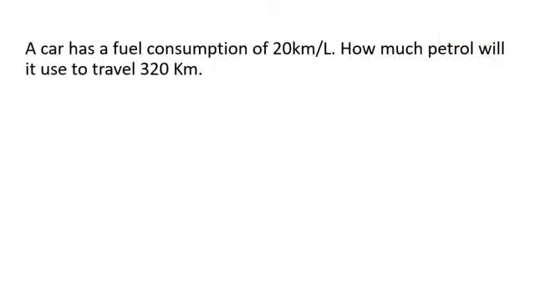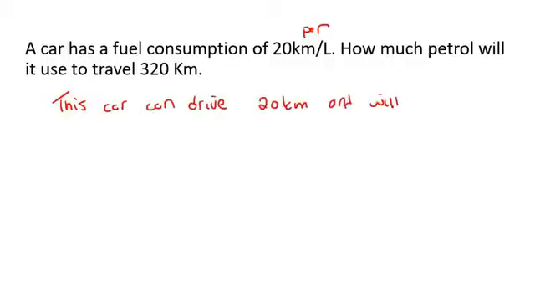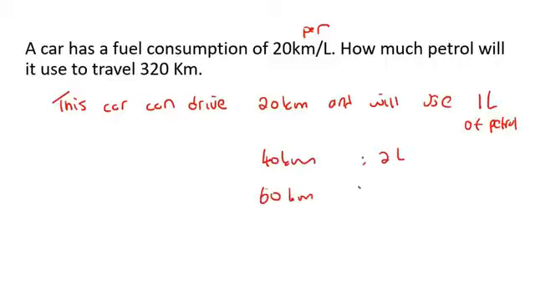Here we have a car that has a fuel consumption of 20 kilometers. Now when they put a line there, it means per. So that means per liter. So this car can drive 20 kilometers and will use 1 liter of petrol. Okay, so that means if it drives 40 kilometers, then it will use 2 liters of petrol. If it drives 60 kilometers, then it would use 3 liters of petrol. If it drives 80 kilometers, then it would use 4 liters of petrol. Okay, you understand?